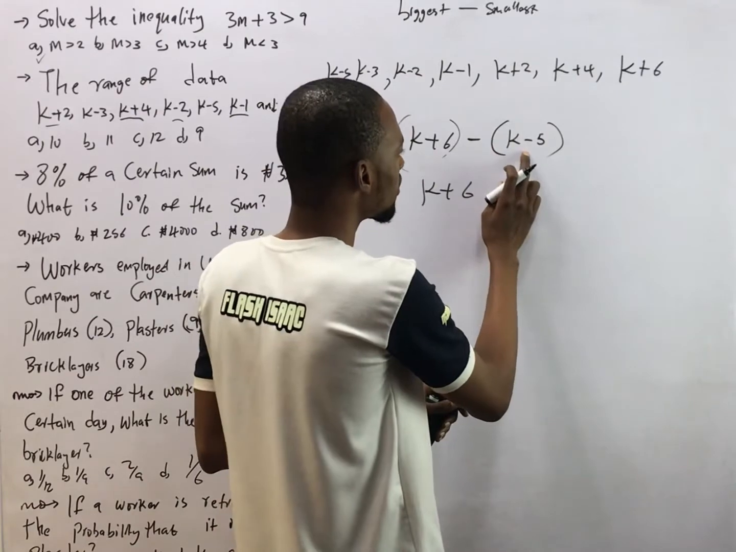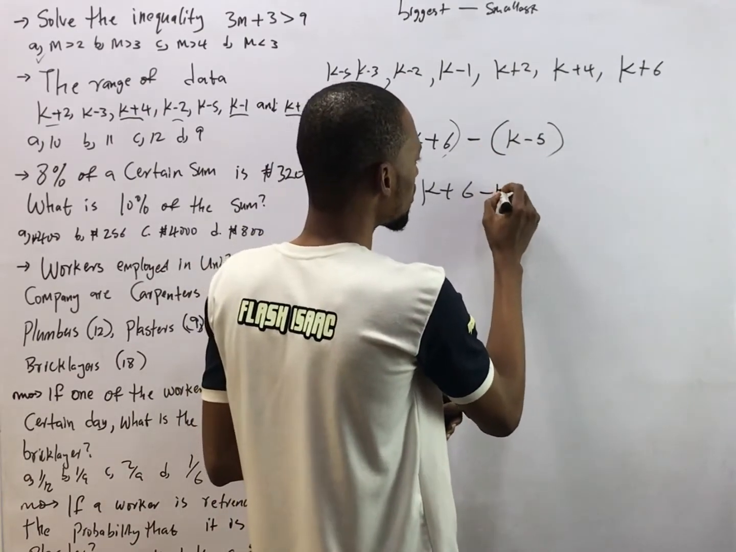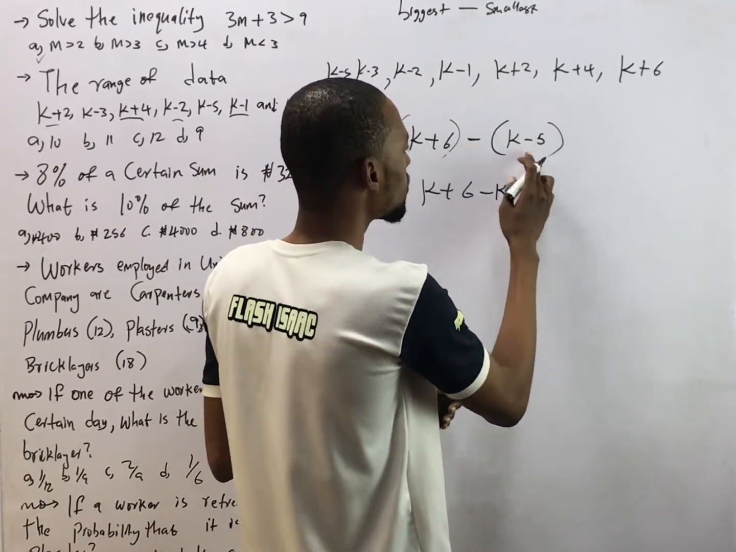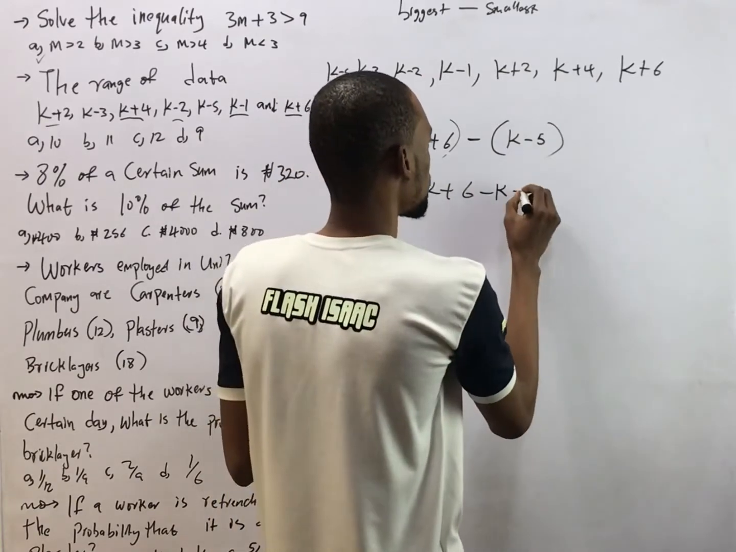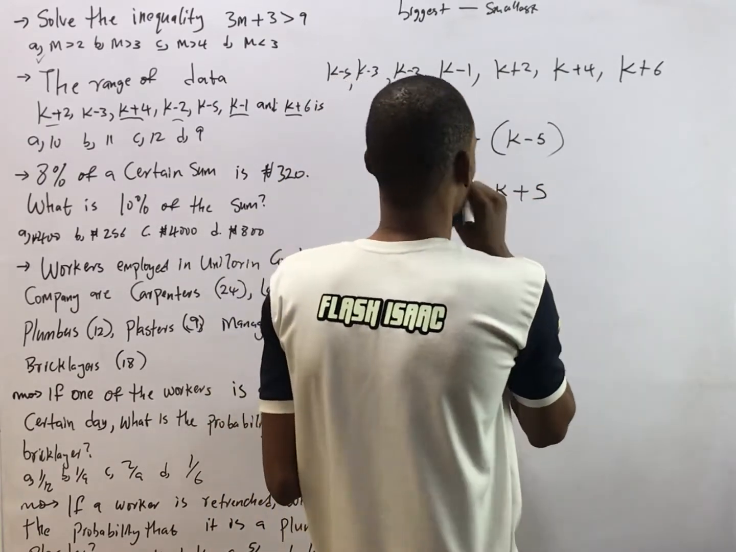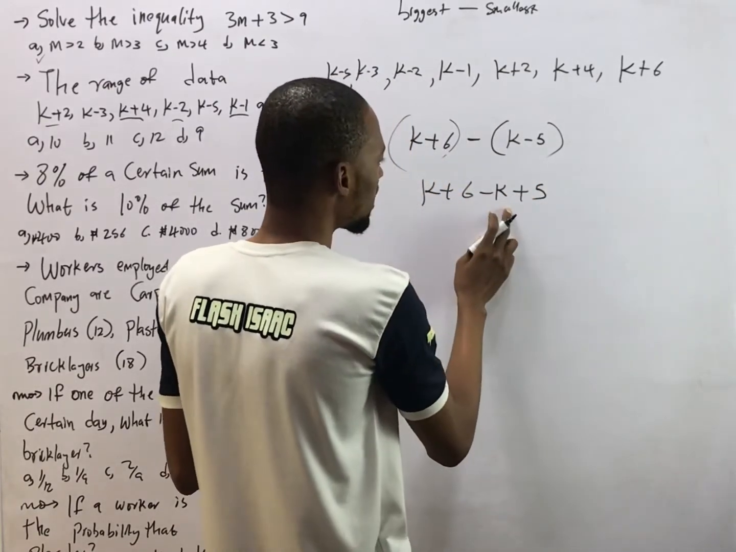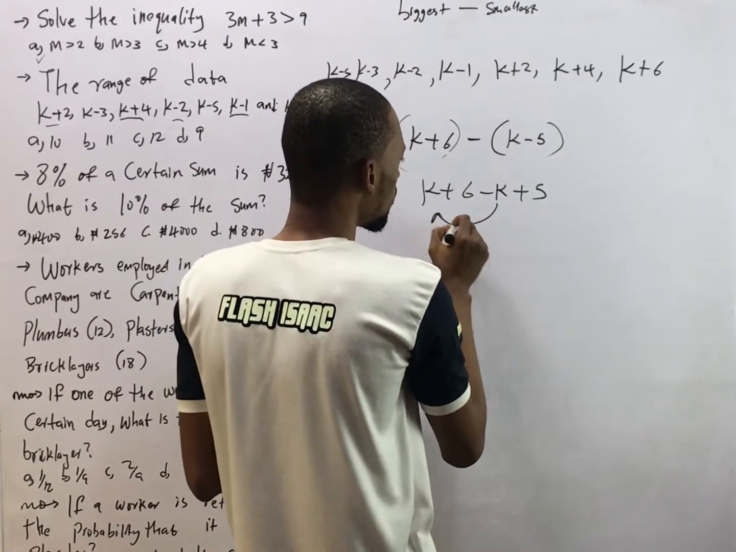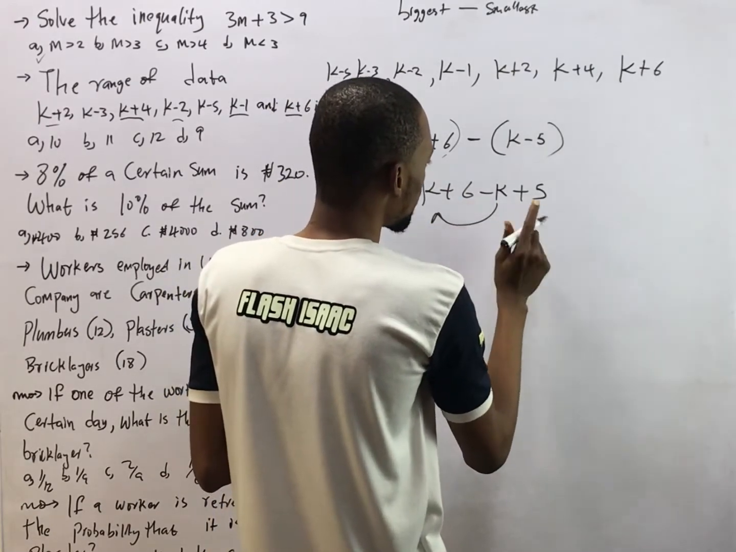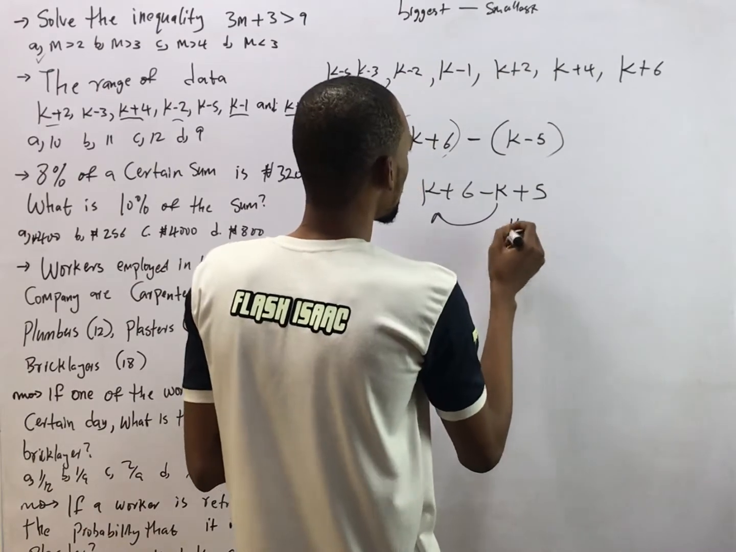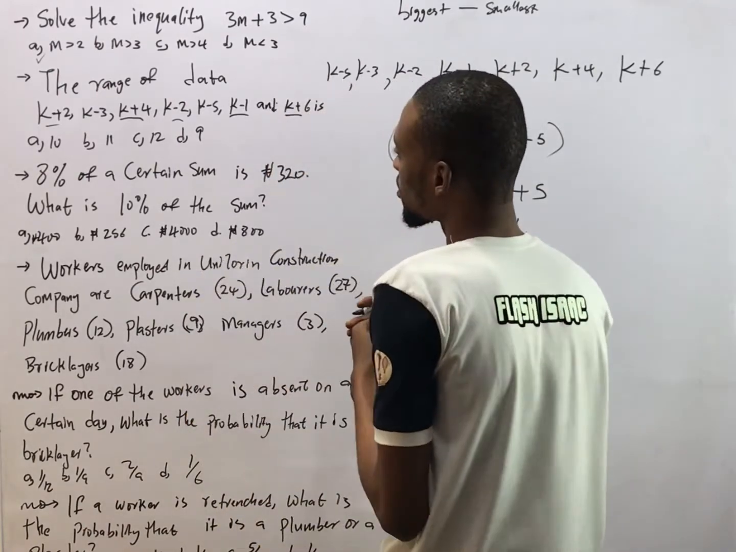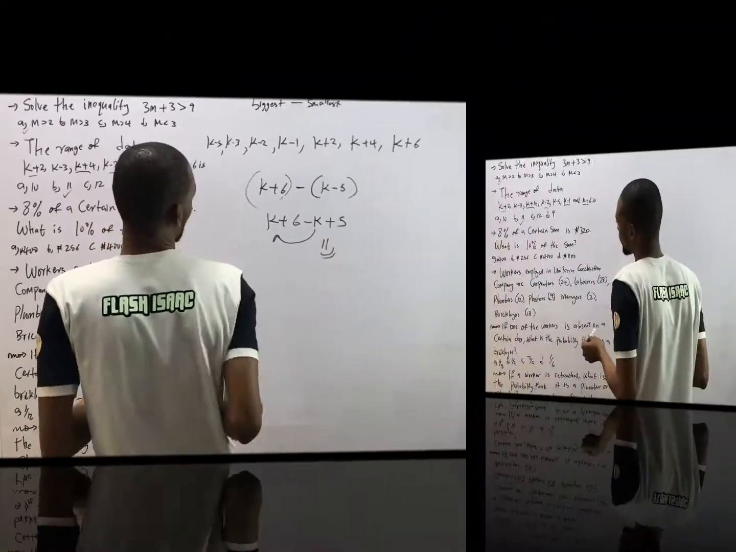So k times minus times k will give you minus k. Minus times minus would give you plus. So plus 5. So a k minus k will give you 0. So this will go. 6 plus 5 should give you 11. So the range is actually 11, which is option B.